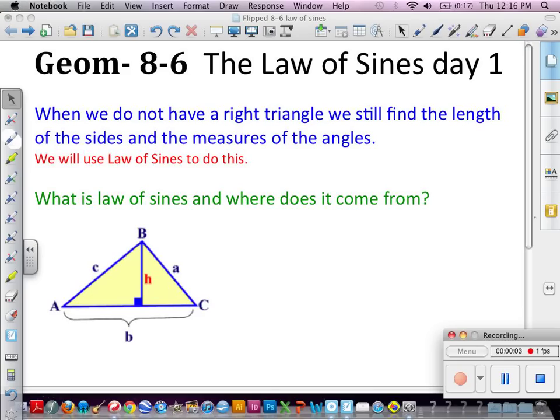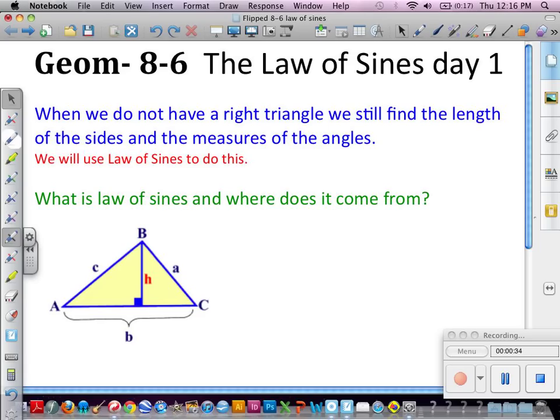Hello, geometry students. So far in our classroom, we have been studying right triangle trigonometry. We have to have a right angle, and then we would use sine, cosine, or tangent to find either the side or the angle. Today, we're going to start looking at triangles that don't have right angles. And in that situation, we are going to use the law of sines or the law of cosines. Today, we're going to focus on the law of sines.